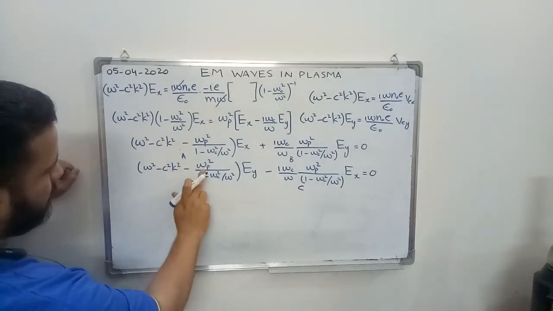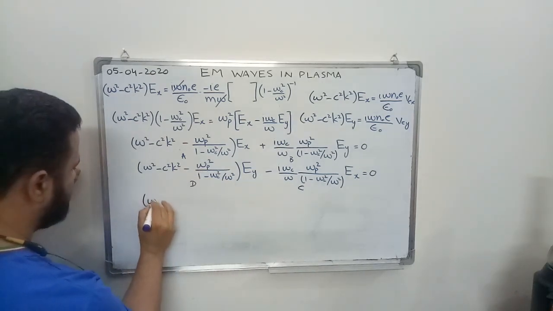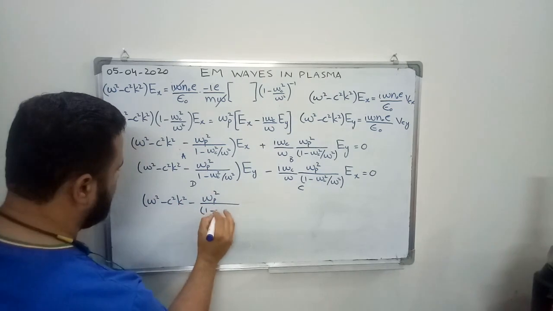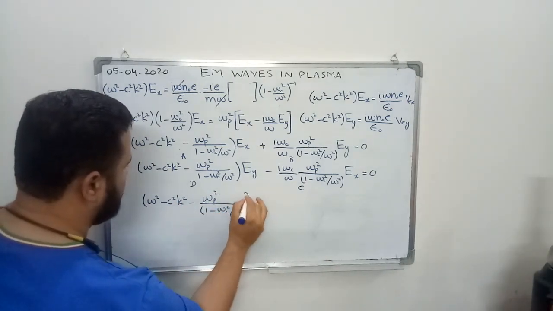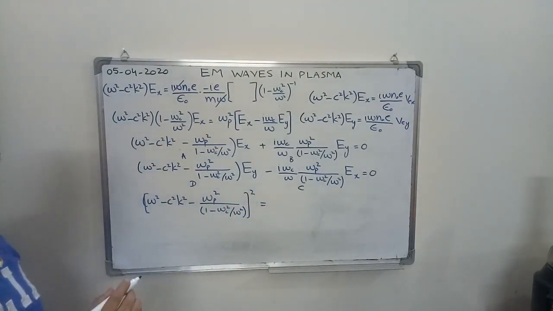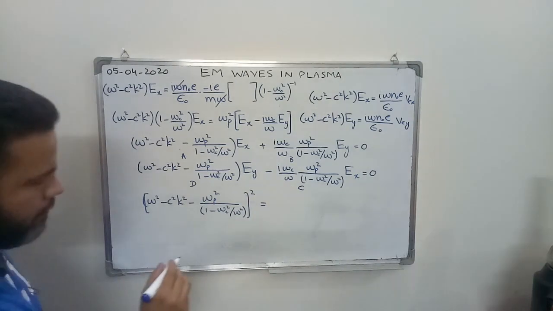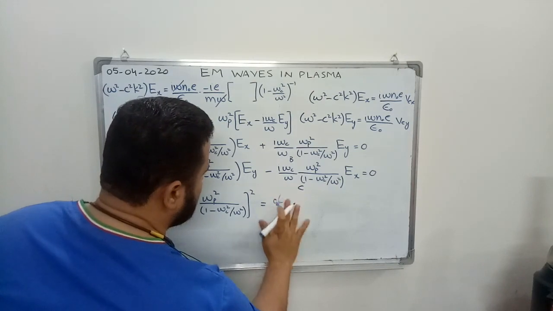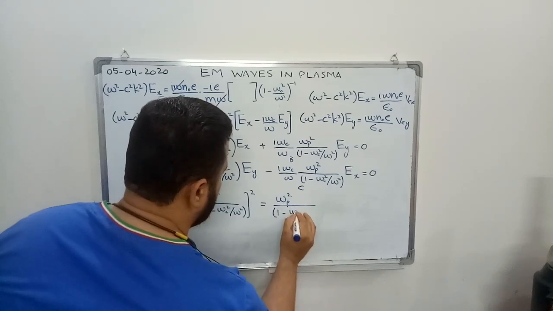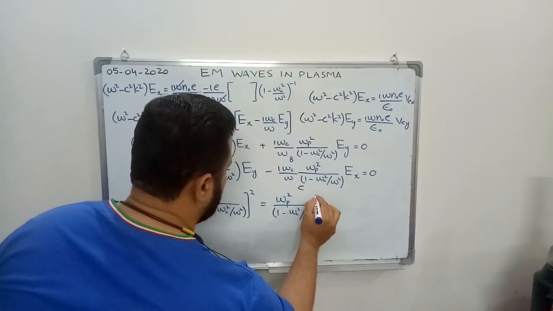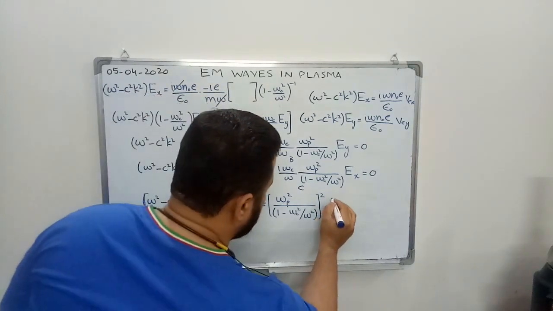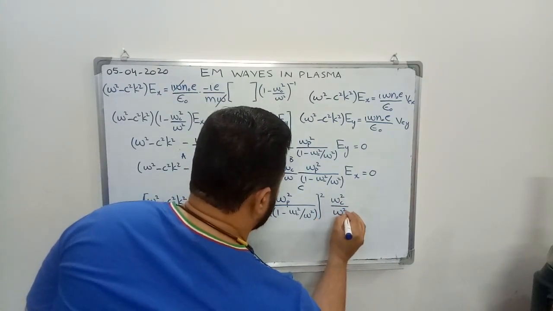So we have omega square minus c square k square minus omega p square by 1 minus omega c square by omega square, whole square, equals the square of omega p square by 1 minus omega c square by omega square, times omega c by omega.